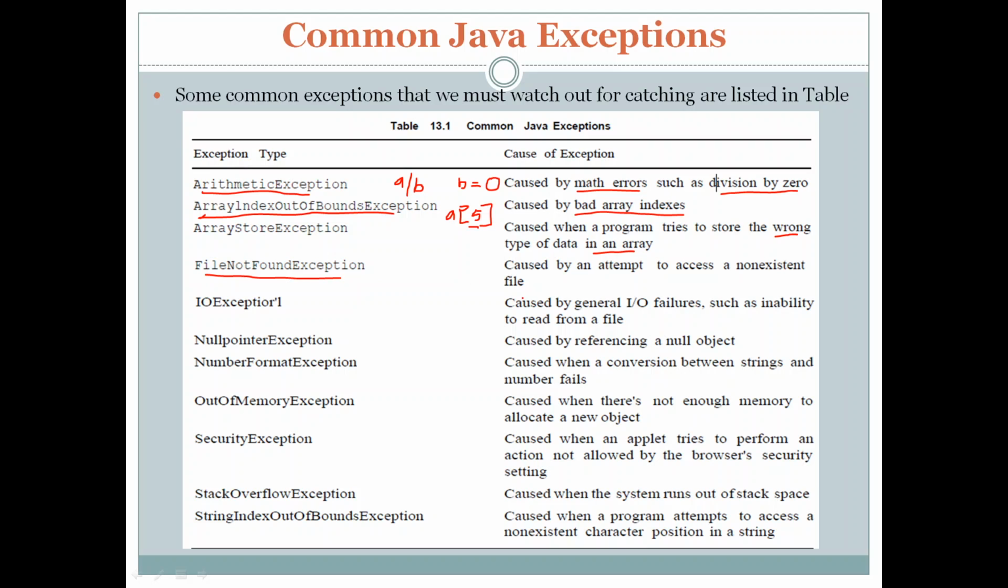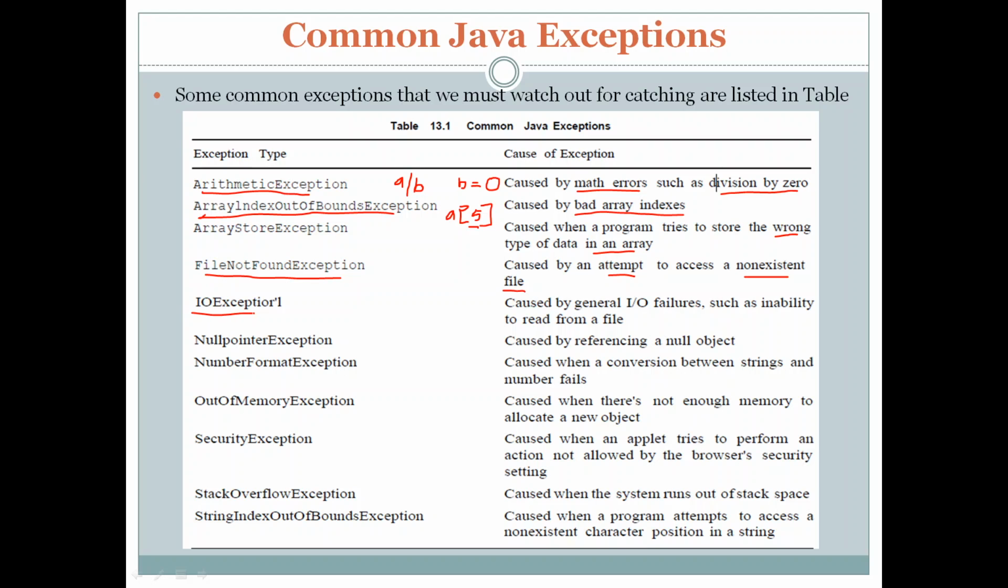Then we have the exception that is file not found exception. This is caused by an attempt to access a non-existing file. It means from your program you are trying to open an external file, but the name which you have specified for the file does not exist. I am writing a Java program which accesses a file from the system, or reads some data from the system's file, but the file does not exist. In such cases, file not found exception occurs.